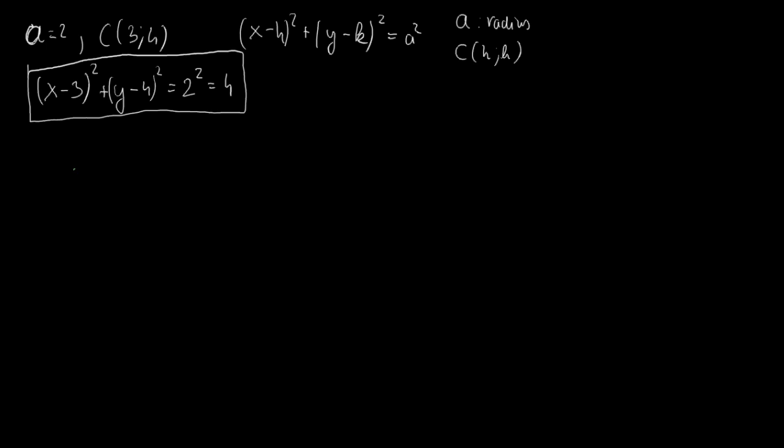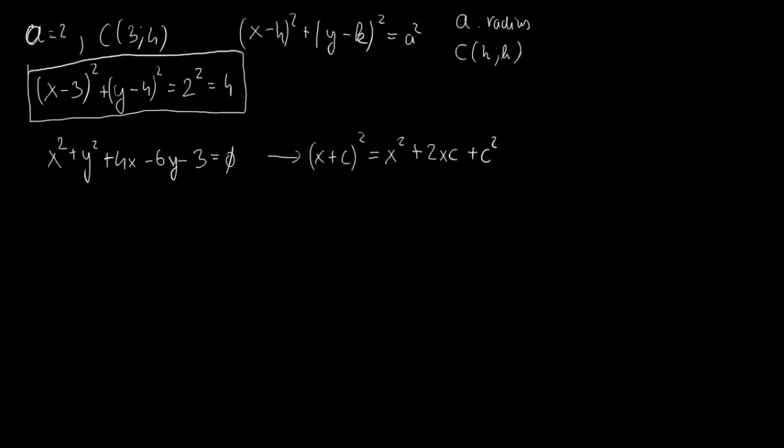Now find the center and radius of the circle x squared plus y squared plus 4x minus 6y minus 3 equals 0. So this is another equation for a circle, and we want to transform it into the standard form. First, we start with reviewing this: x plus a constant c, squared, is x squared plus 2xc plus c squared. Now how do we use it in this problem?